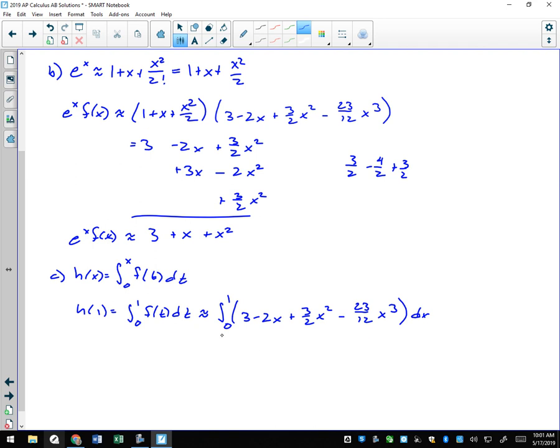And so we'll find the antiderivative. That's 3x minus x squared plus 1/2 x cubed minus 23 over 24 x to the fourth. We'll evaluate that from 0 to 1, which would be 3 minus 1 plus 1/2 minus 23 over 24 minus, and when you plug in the 0, you get a bunch of zeros, so there is our answer to C.